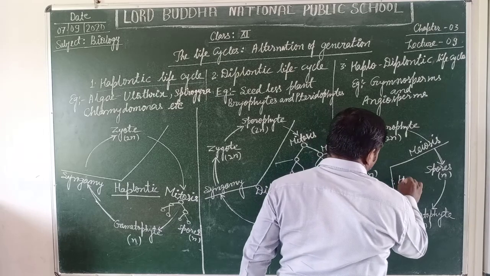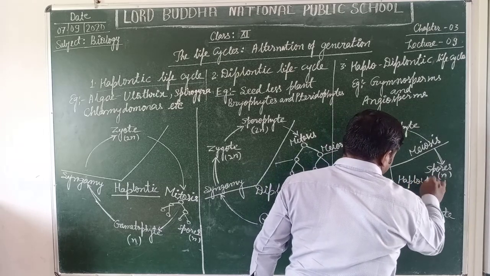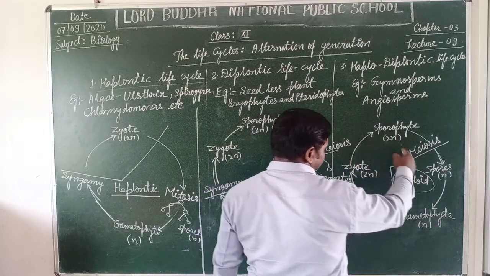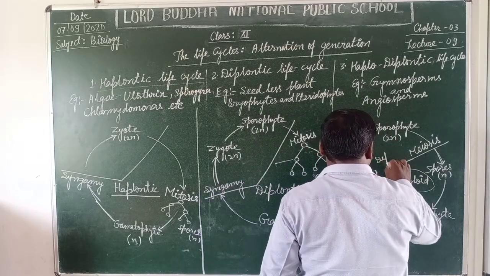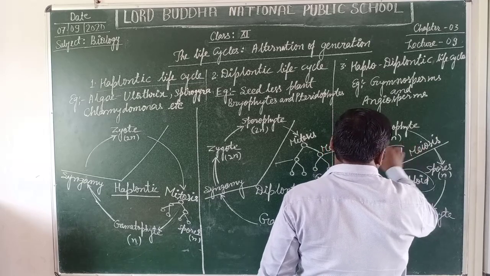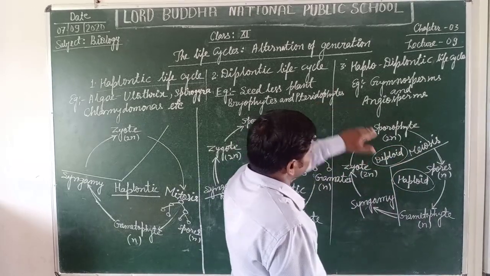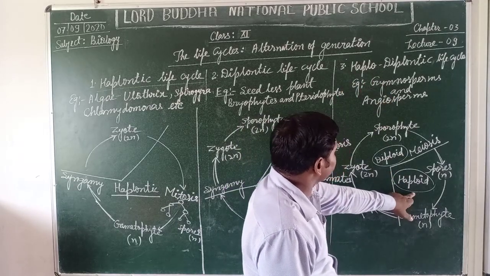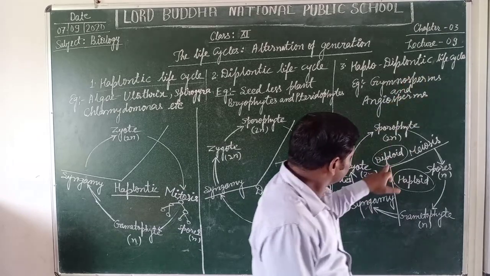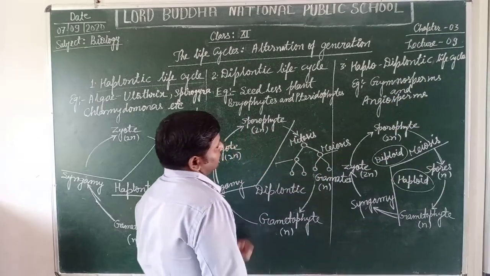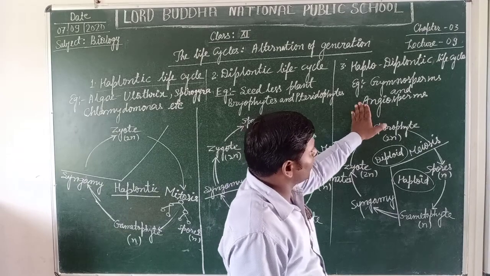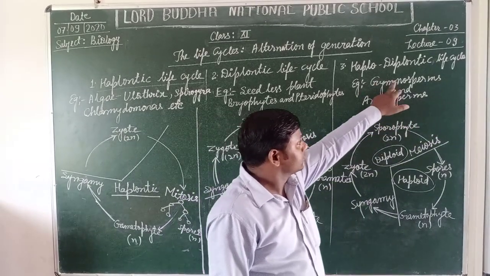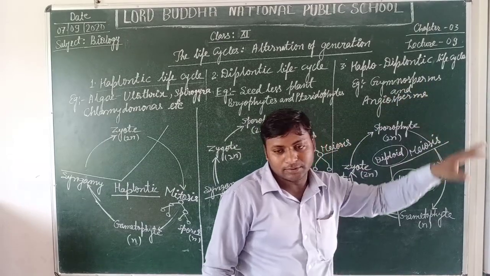Students, this is the haploid phase of this life cycle, and the large phase of this life cycle is diploid. That's why this is called haplodiplontic, haplo from haploid and diplontic from the diploid life cycle. Such life cycles are found in the higher categories of plants that belong to the groups gymnosperms and angiosperms.